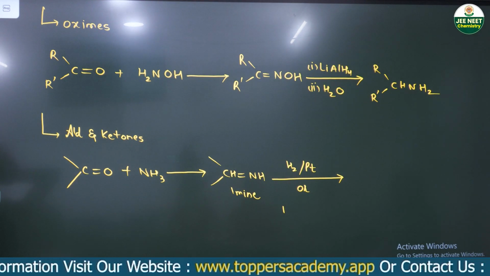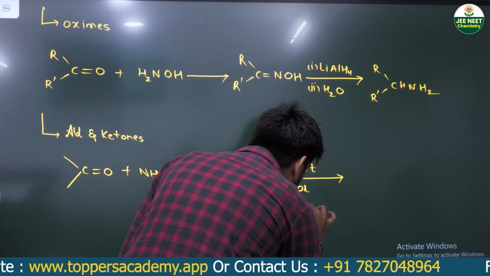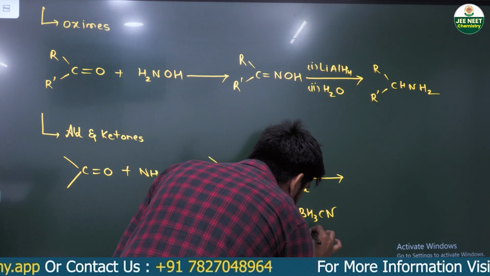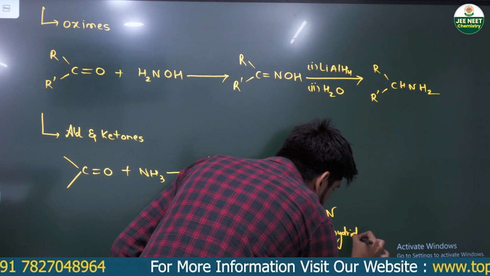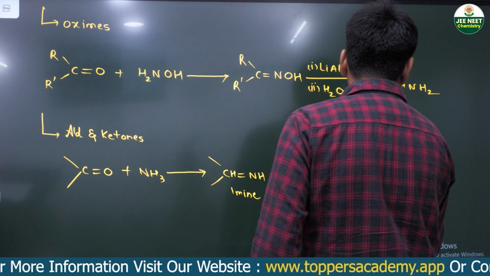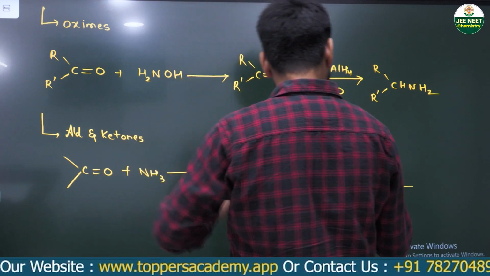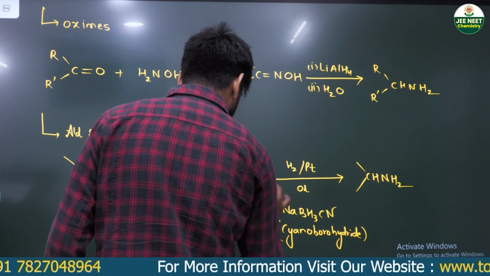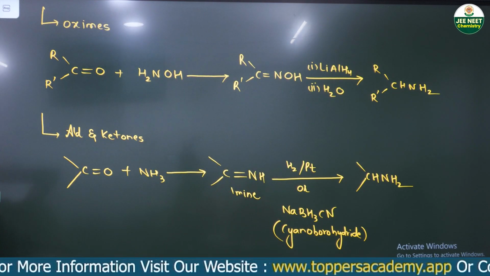This is NaBH3CN, cyanoborohydride. Please remember this reagent. And what do I get? Reduction of imine to amine. Is that clear?